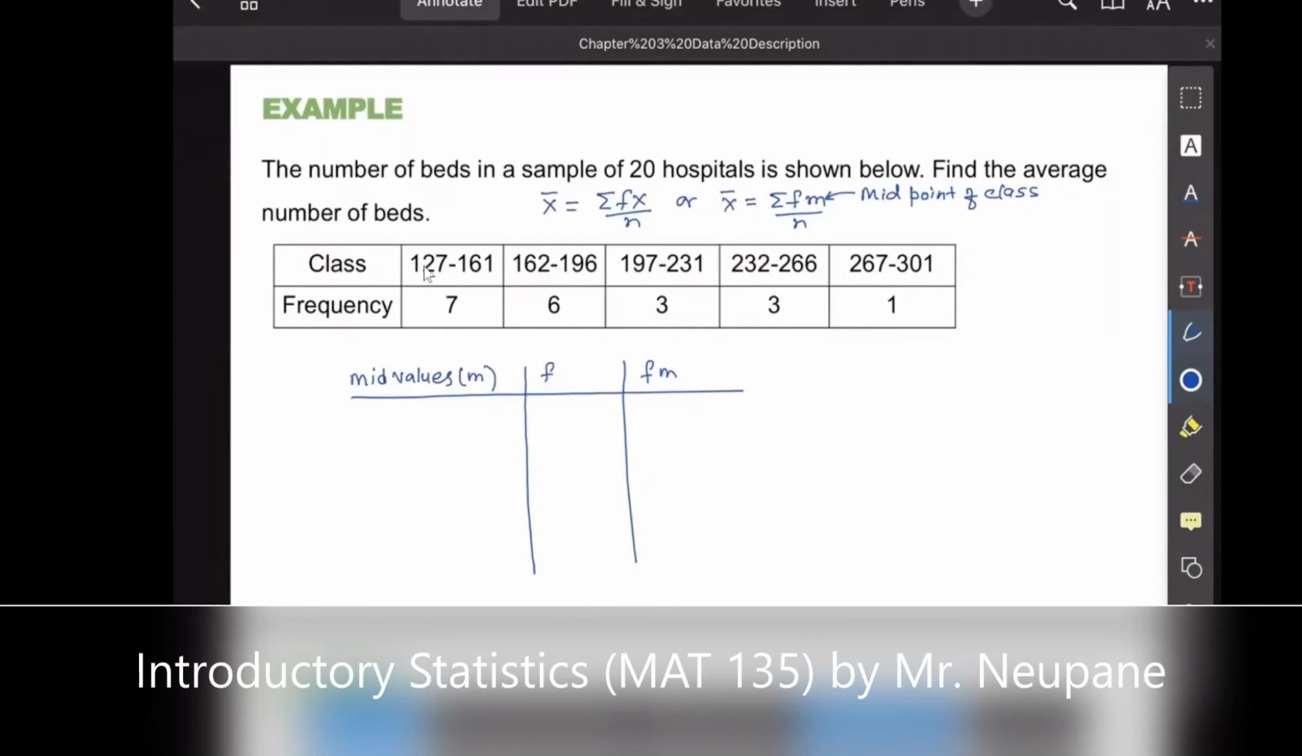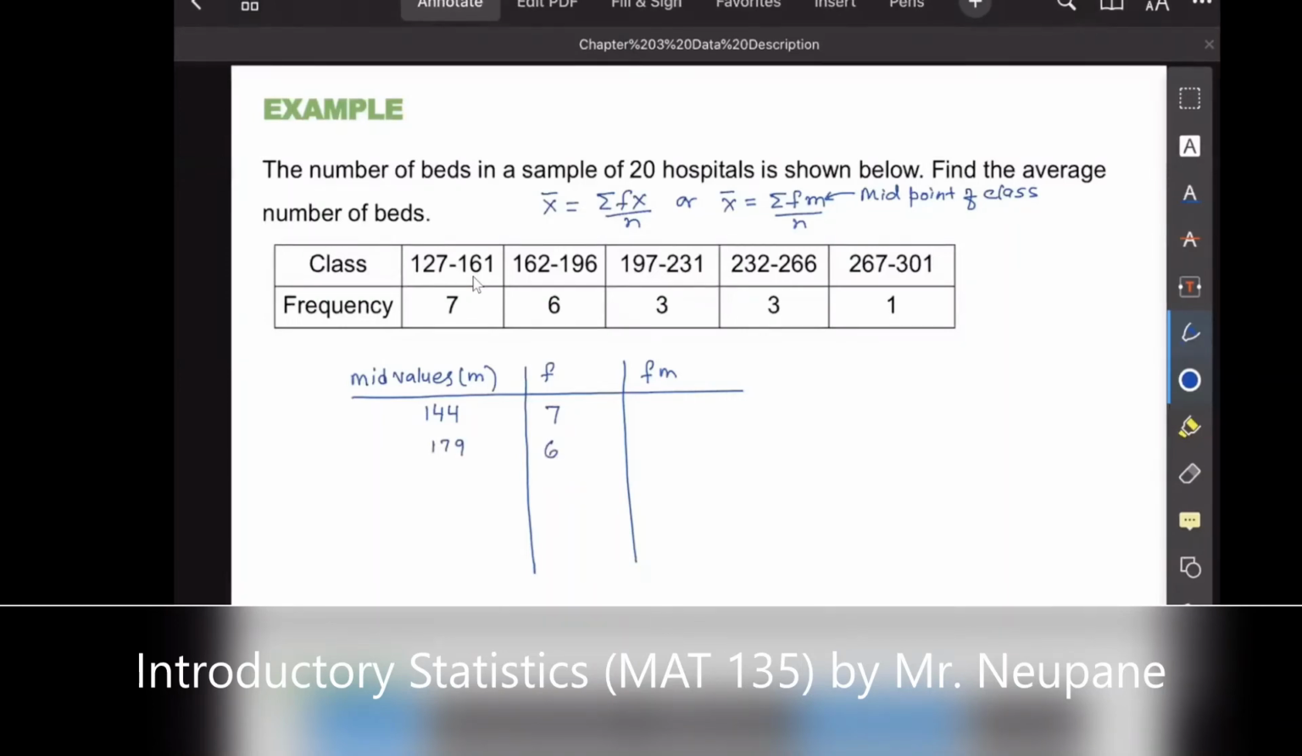For the first class, what you do is 127 plus 161, and we divide that sum by 2. Please do that. What did you get? 144. That class has the frequency 7. The next one is 162 plus 196 and divide that by 2. What did you get? 179. You have the frequency 6.